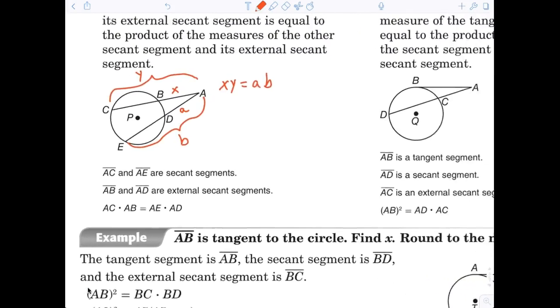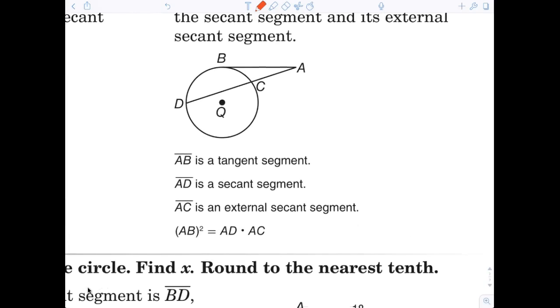Next. All right, the next rule is when you have a secant and a tangent. Believe it or not, it's the same exact rule. It's the outside times the whole length. But in this case, the outside is also the whole length. So we would say A times A is equal to X times Y. So A squared is equal to X times Y.